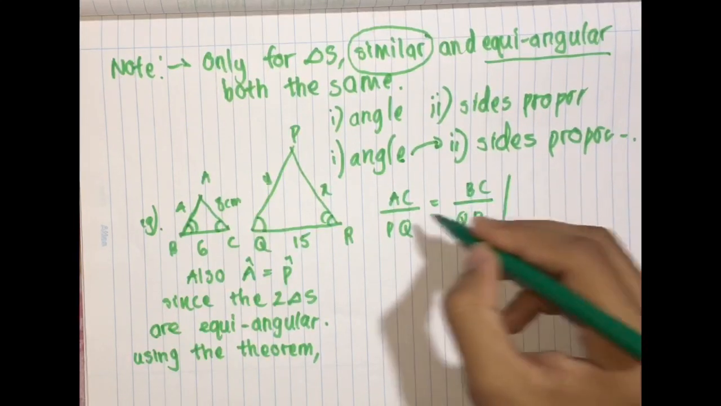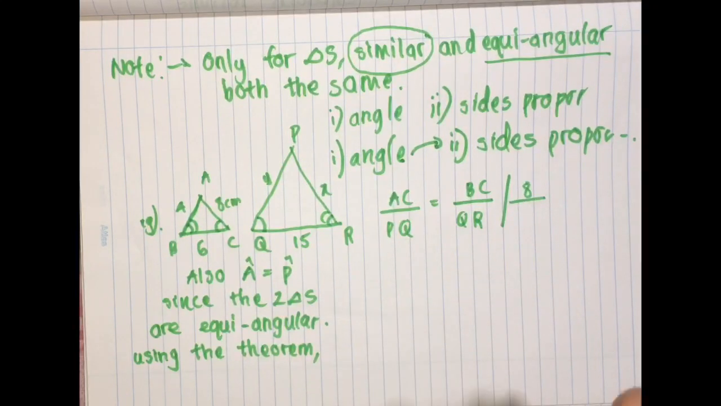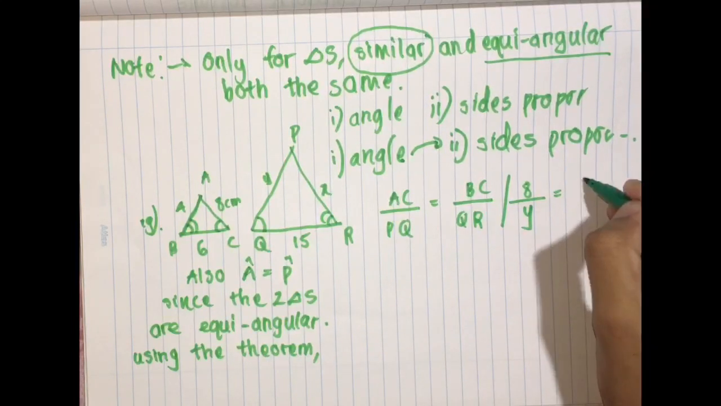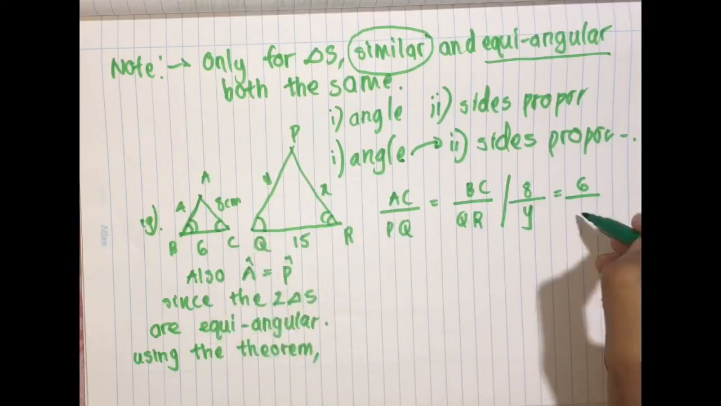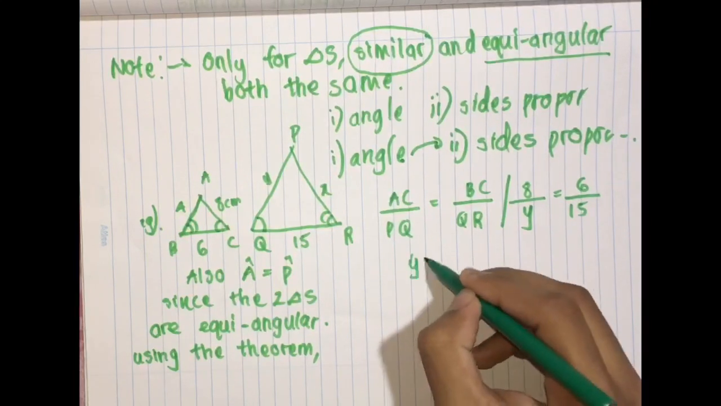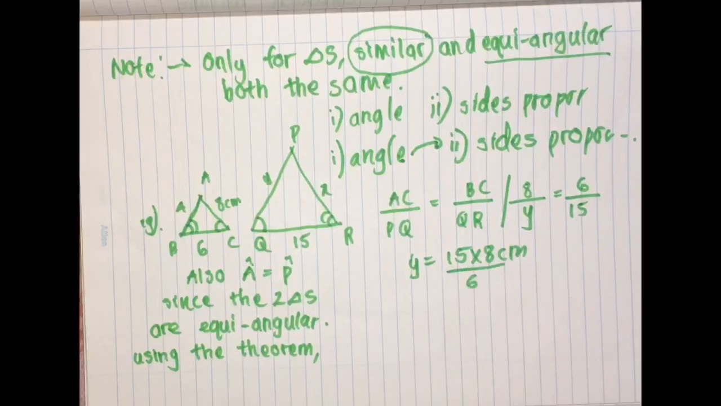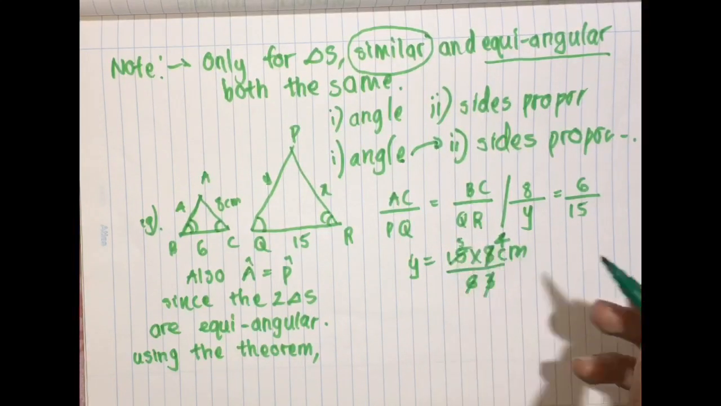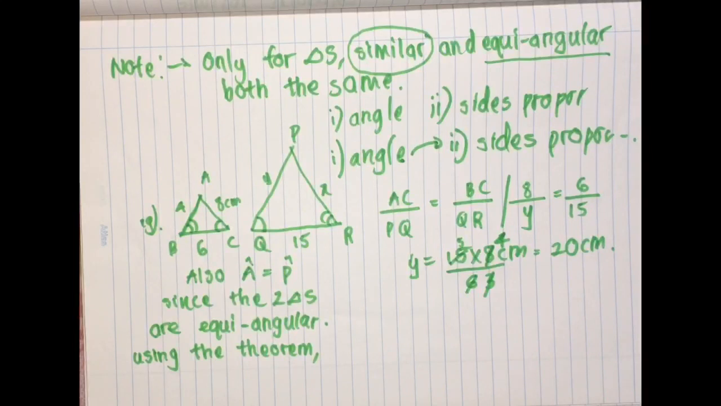Now let us write the values. What is AC? AC is equal to 8 centimeters over PQ, which is Y. That is equal to BC, which is 6, over QR, which is 15. Now can't you find Y? Yes, you can. 15 into 8 divided by 6. Dividing first by 2 gives you 4, and 5 times 4 is equal to 20 centimeters. Now you have found Y.